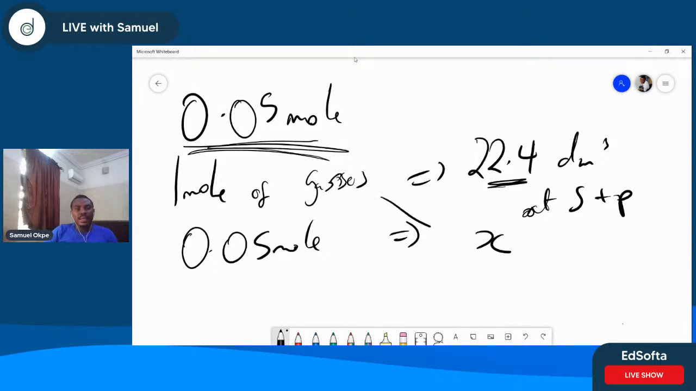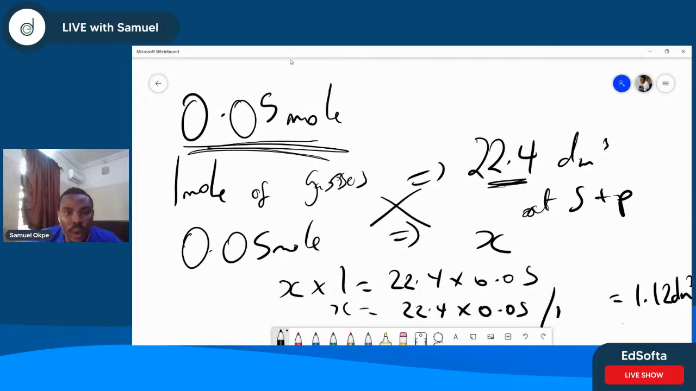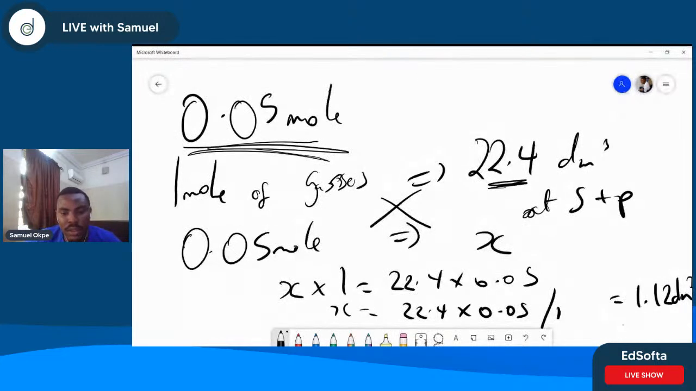Note, it is easier to solve your chemical equations like this with proportion. So how do you do this? You cross multiply. So if you cross multiply, you know that x times 1 will be equals to 22.4 times 0.05. And x will be what? 22.4 times 0.05 divided by 1. And your answer will be 1.12 dm3. So this question was quite easy.